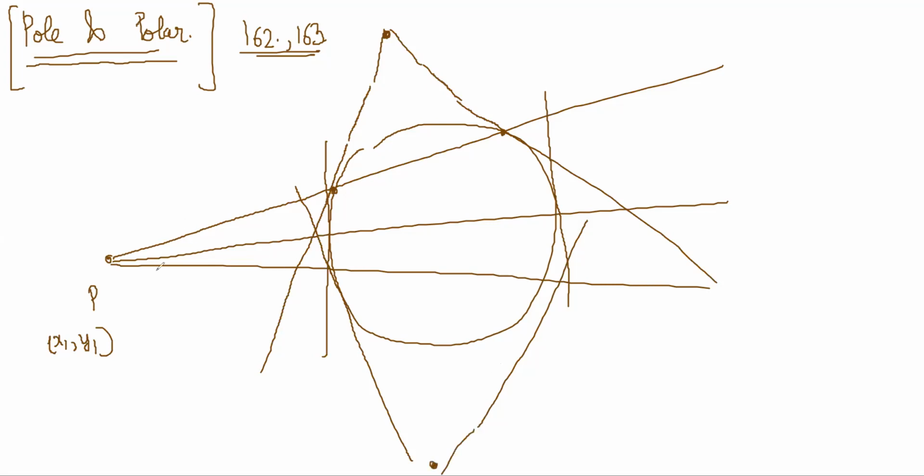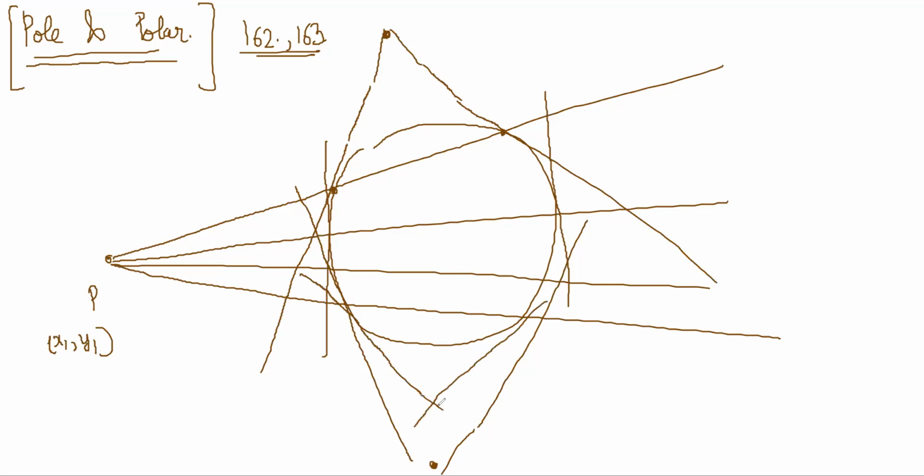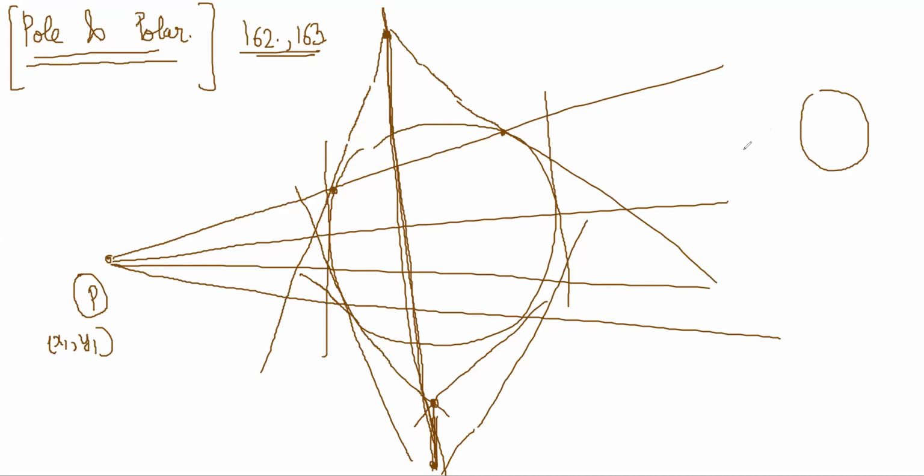Some other tangent if I had drawn, they would have intersected at some point here. So what you are seeing is the point of intersection of all the tangents will be a straight line. All of these tangents' points of intersections will be a straight line. So what is actually happening? What you are doing is, from an external point, you are drawing many secant lines, right? From an external point, draw many secant lines.